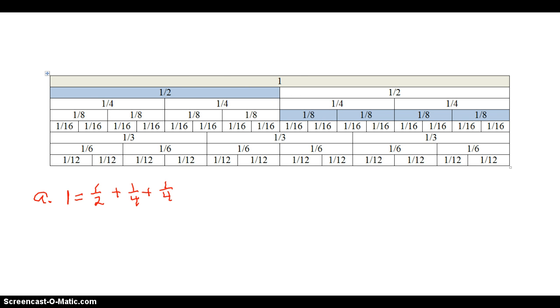So for this one, I could write down 1, and I'll just call this one B, and I'll say 1 is equal to 1/2 plus 1/8 plus 1/8 plus 1/8 plus 1/8.